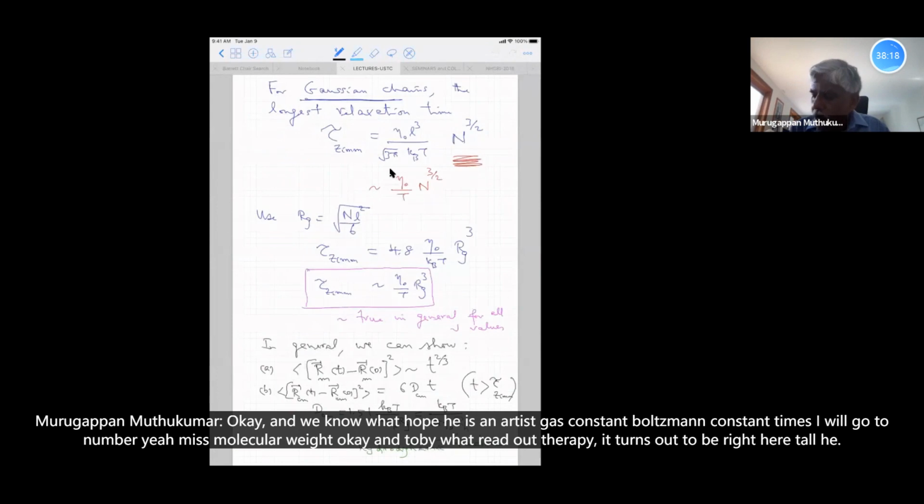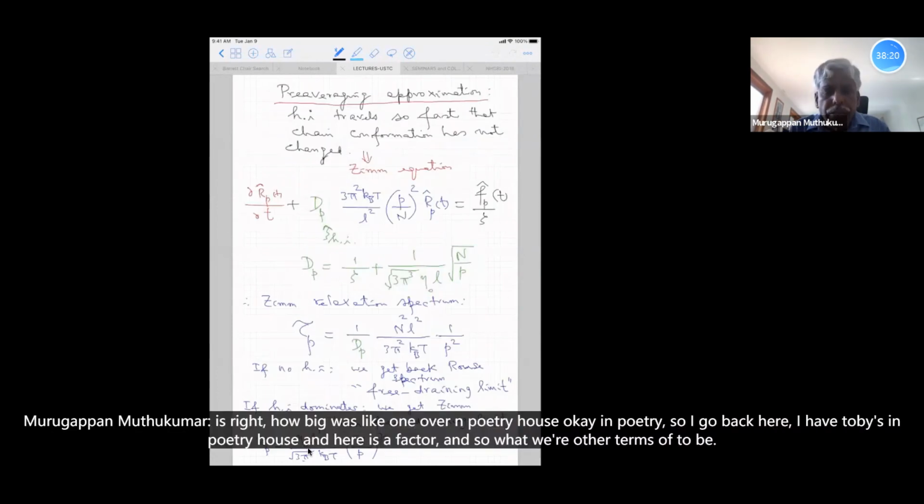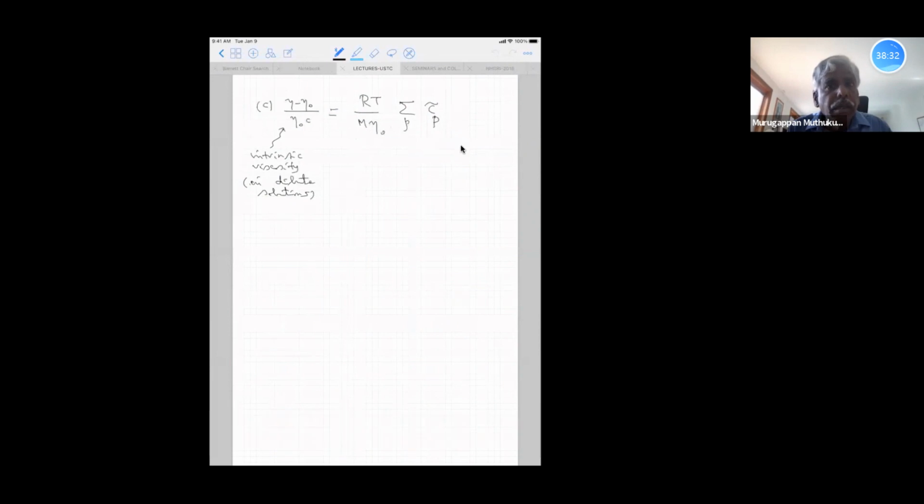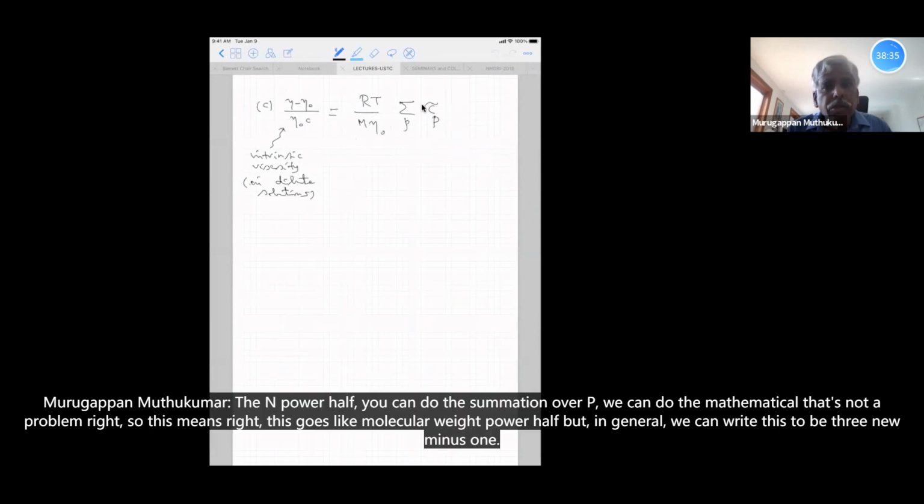Tau P goes like 1 over n power 3 halves. So I go back here, I have tau P is n power 3 halves, and here is a factor of n. So overall, it turns out to be n power half. You can do the summation over P. We can do that mathematically, that's not a problem. So this means this goes like molecular weight power half.